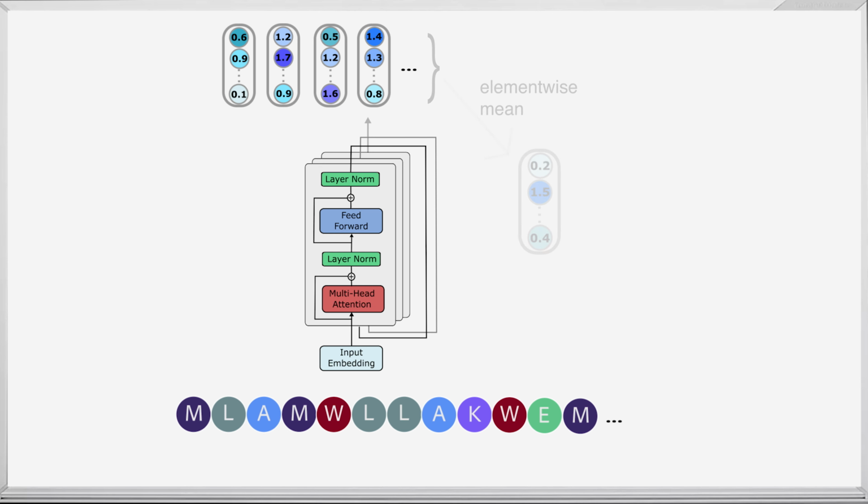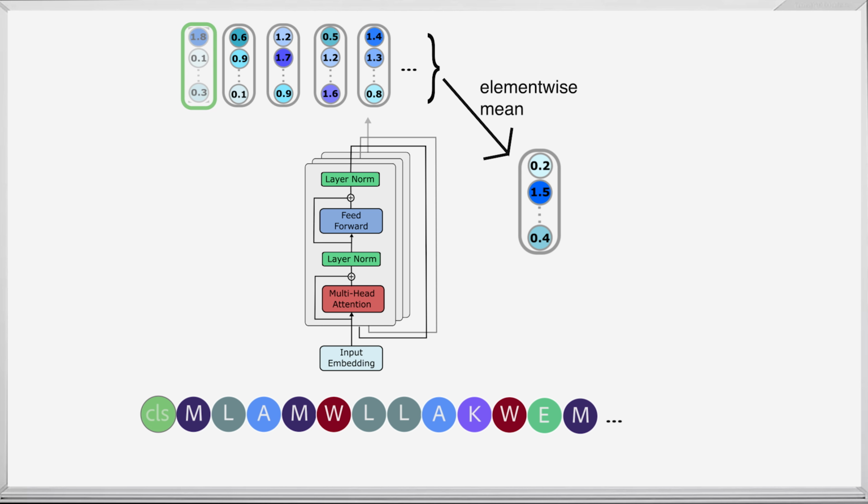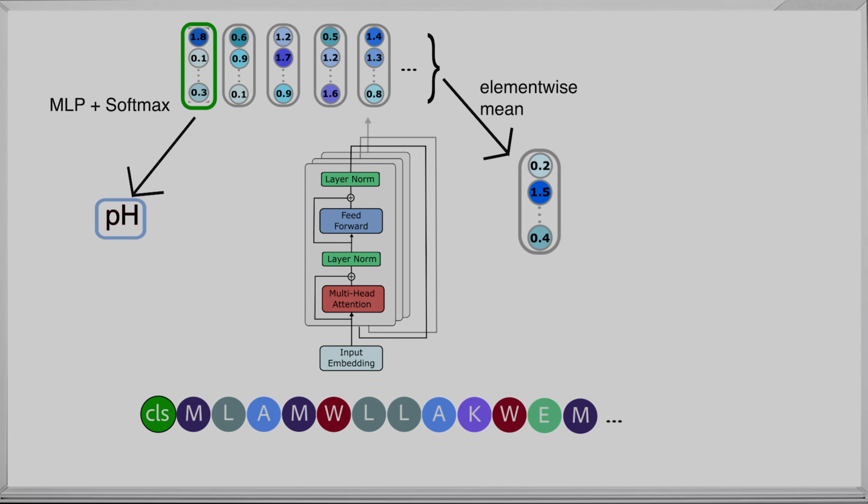We can now compute the element-wise mean of all amino acid embeddings to obtain a single protein representation. Alternatively, we can obtain protein representations by adding a classification token and fine-tuning a pre-trained ESM-2 model to predict the property of the proteins, for example, the pH value under which the protein functions optimally. After this fine-tuning, we can extract the updated classification token, circled in green at the top corner of the screen, and we can use it as a task-specific protein embedding.